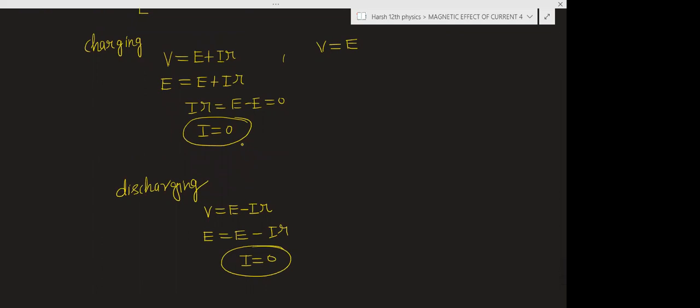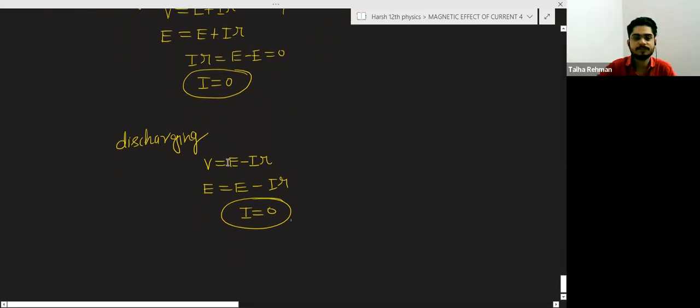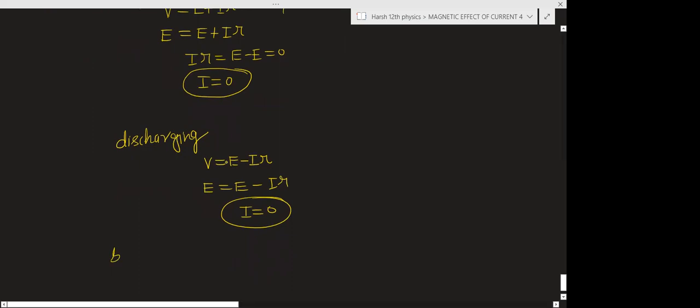But we can say that current is 0. Current is 0. So option B is correct. Option B is correct. Simple. When no current is transferred.